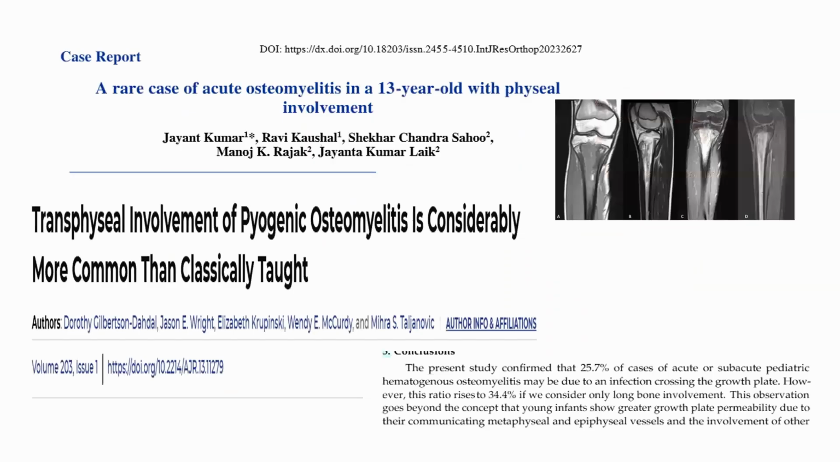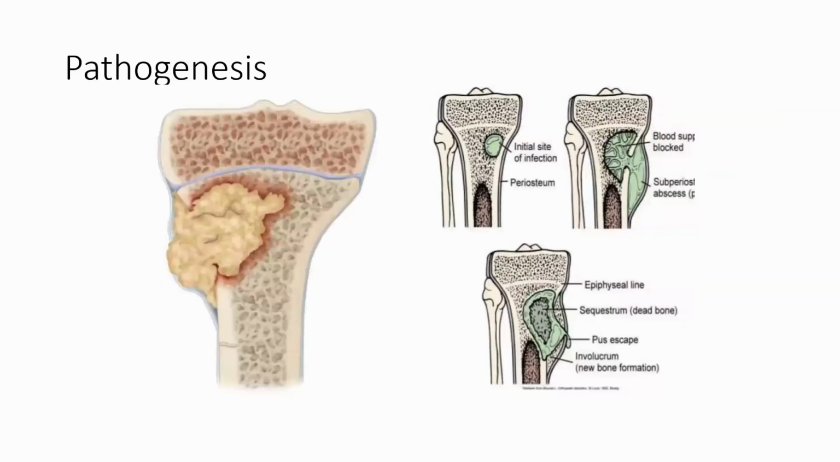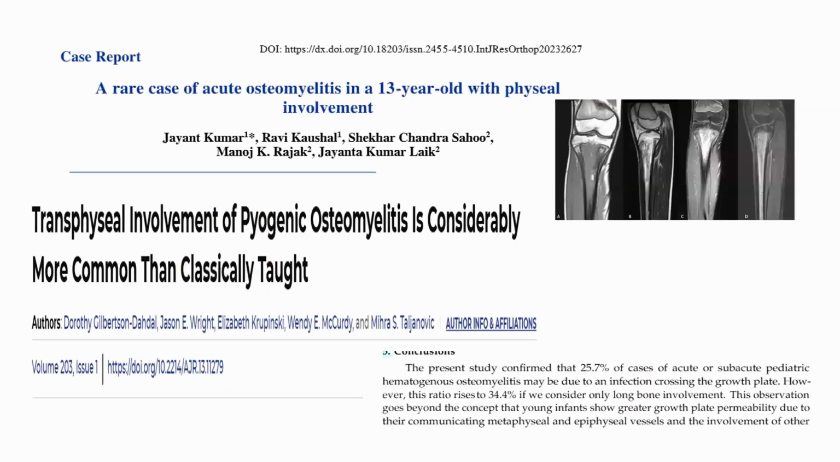Apart from that, the other factors involved are a lack of phagocytic activity at the metaphysis, and also Staphylococcus aureus. Staphylococcus aureus is responsible for the release of multiple toxins. One of the important ones is PVL.